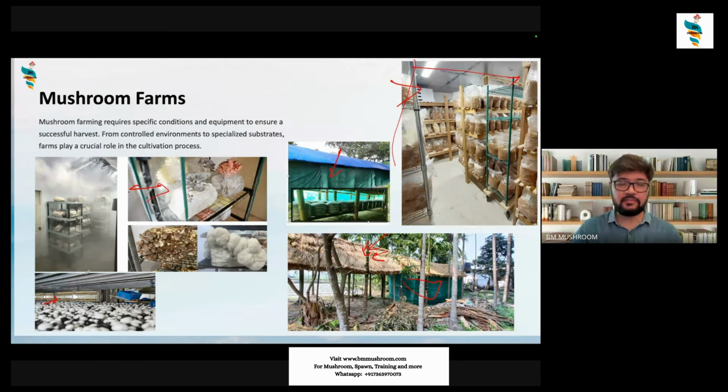Hence, a mushroom farm setup can cost 5,000, 10,000, even 10 lakh or 10 crore. It will depend on how big our mushroom farm is, what variety of mushroom we are trying to grow, whether it is suitable or not, and how much it will cost us to maintain the climate required. So let's understand what the climate.